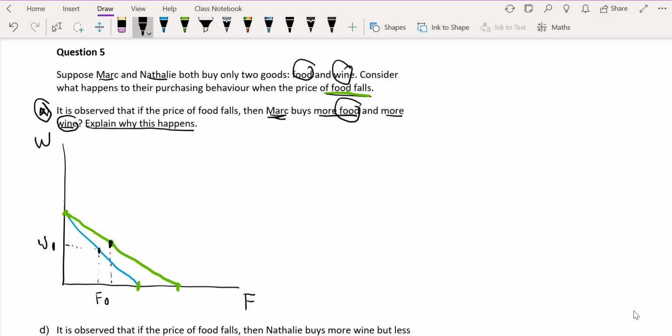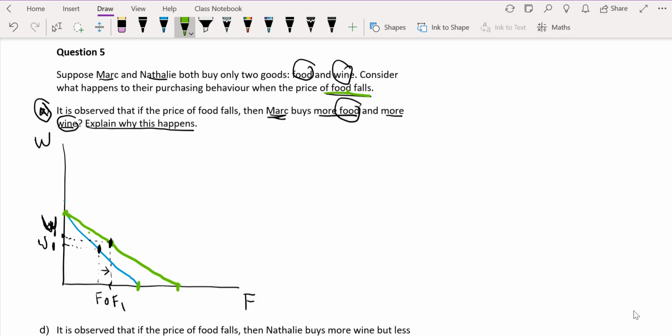So it will give Mark a higher food consumption, F1, and higher wine consumption, W1. On the y-axis here it's W1. So that's the new optimal quantity of wine. Now let's explain how this might happen, in other words, why there is an outward movement from this point to this point. So we just need to draw a budget constraint now.